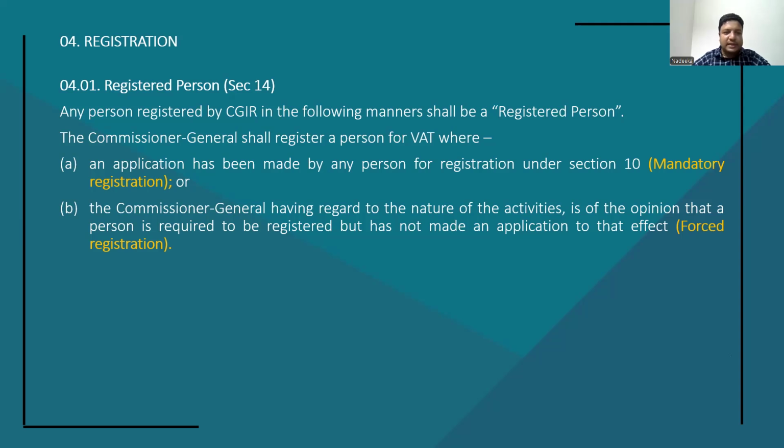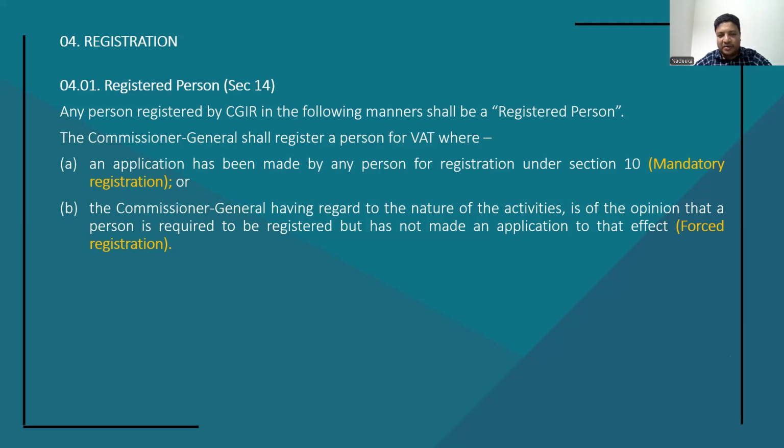Or the Commissioner General, having regard to the nature of the activities, is of the opinion that a person is required to be registered, but has not made an application to that effect. As per section 10, you satisfy the requirements to be a registered person, but you don't go and make an application. So what will happen? The Commissioner General will take you and you will be registered forcefully, right? So that is not based on an application you make. The Inland Revenue will register you. That is called forced registration.